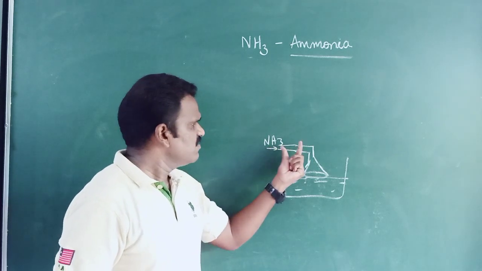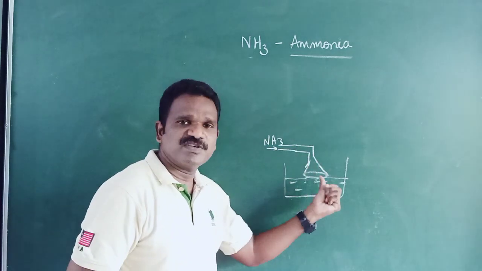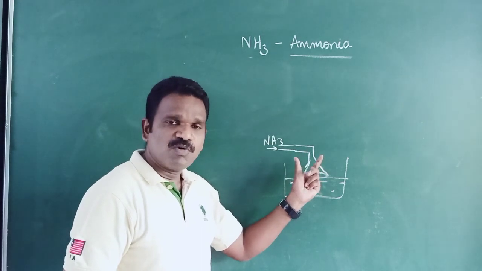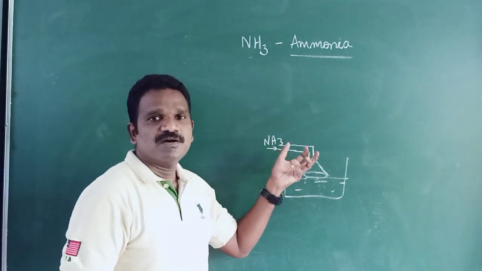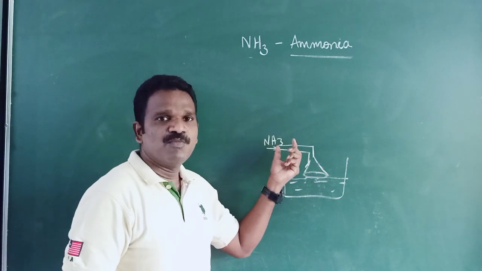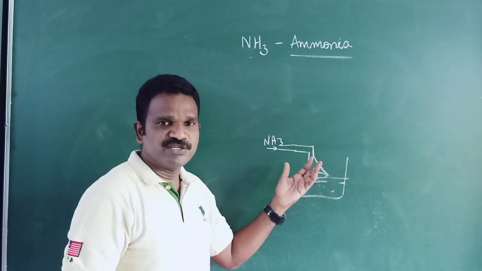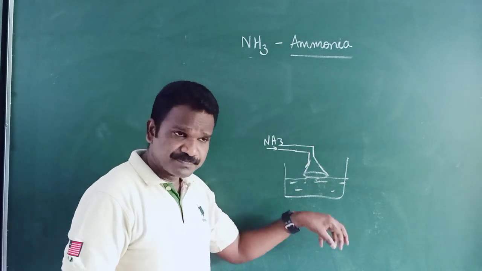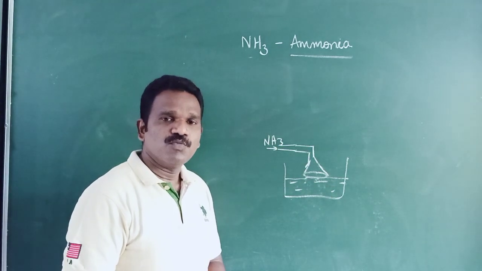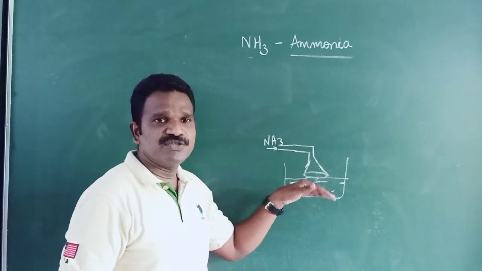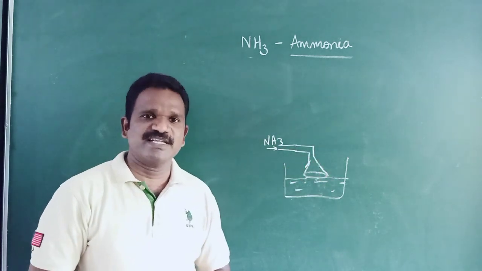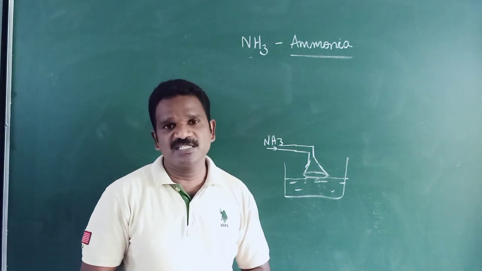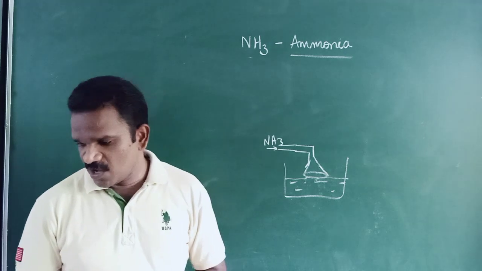So what we did, we take an inverted funnel over the surface of the water. We pump ammonia. When we pump ammonia, due to back suction, what will happen? Water will be sucked by this ammonia into the funnel. This process continues due to the variations of pressure. Again, the water sucked will drop into the water trough. This process continues until the water is saturated. Like this we can prepare saturated aqueous ammonia.